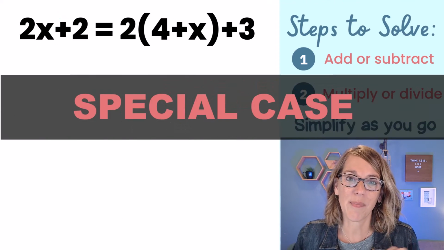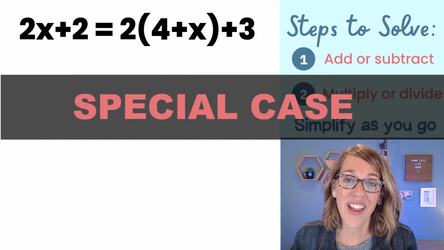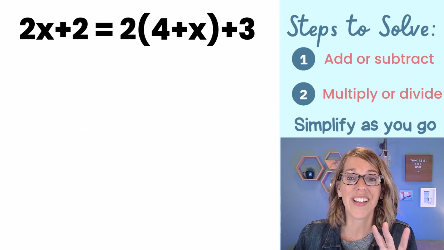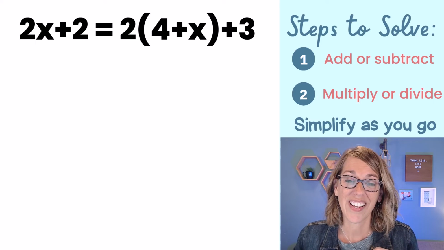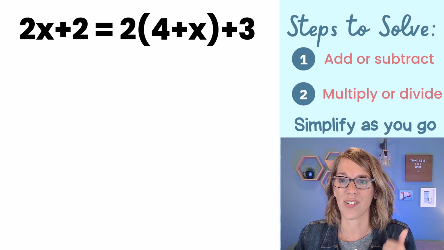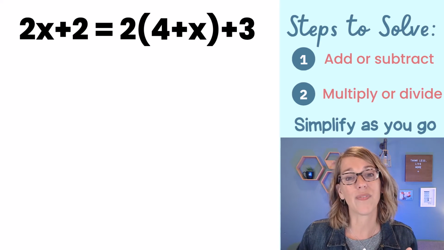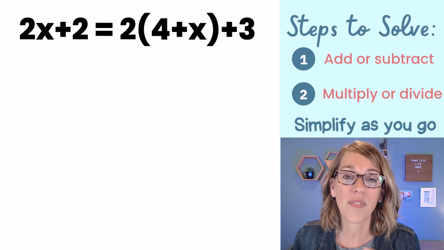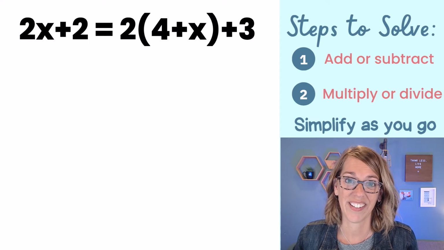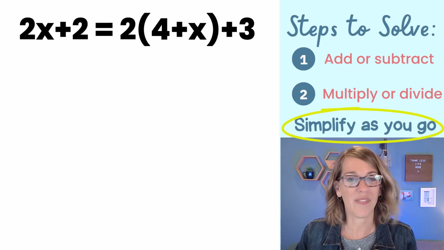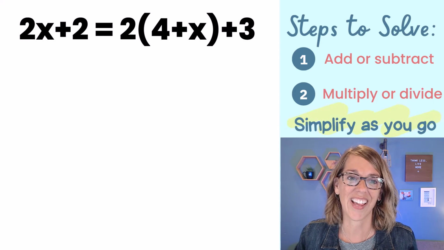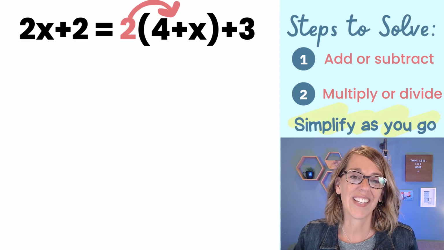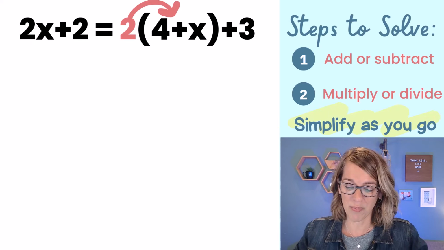Now this last one is a special case. I'm so glad that you stuck around because this one can be one of the trickier ones, but not if you're prepared for it. So of the steps that I've got over here on the right-hand side, add or subtract, multiply or divide, simplify as you go, what would your very first step be? Okay, I'm hoping that you picked simplify as you go because we've got some things to do over on the right-hand side. Namely, I can distribute that 2 through the parentheses.